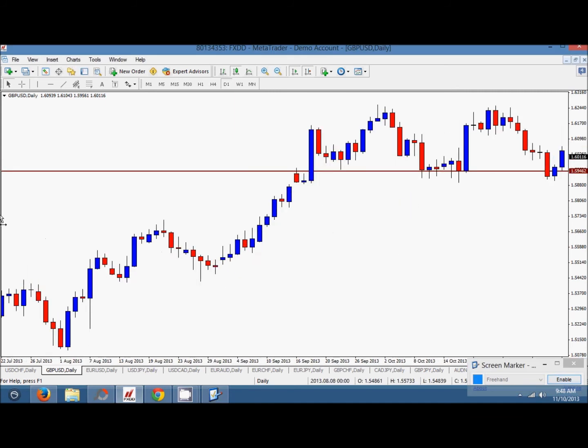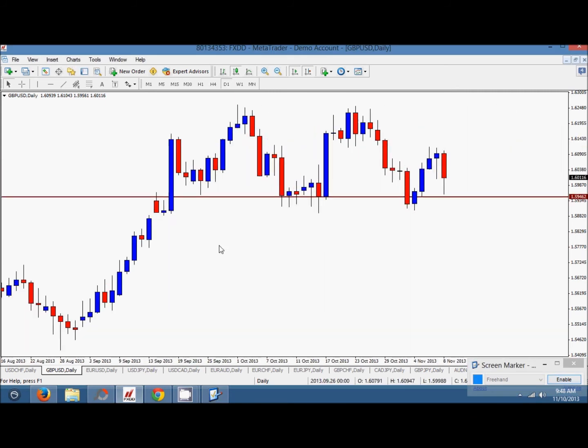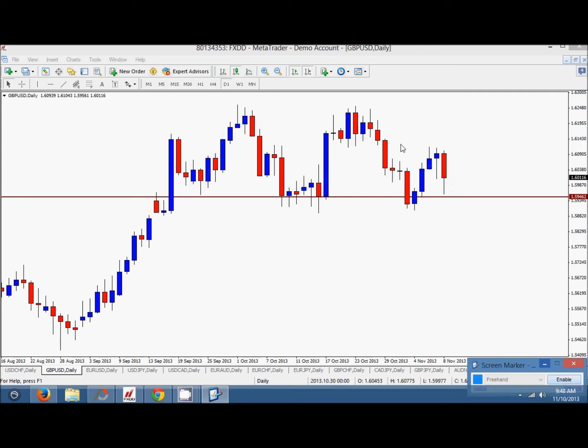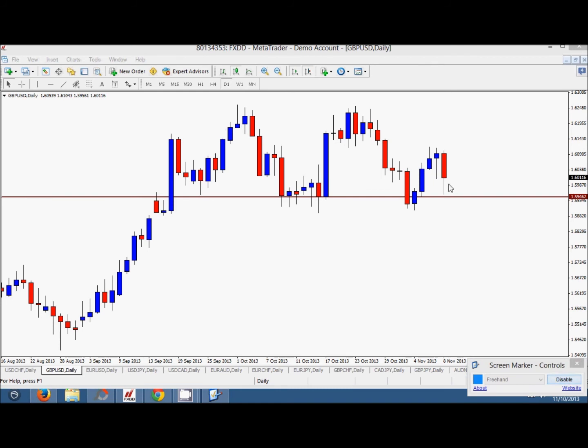So if we zoom in just a little bit, we can see that this has been a well respected area on the chart. I mean, we see price come down, hit it, bounce off, come down, hit it, bounce off, come down, hit it, bounce off, and then it looks like it's coming down again to hit it. But what we're ideally looking for is prices to break through.